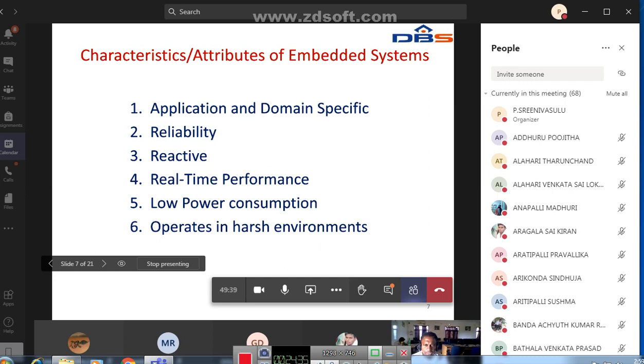Reliability. Okay, so reliability must be one of the characteristics. If you design an embedded system, it must be reliable. Suppose you design a washing machine, and that washing machine works for only one day, it is not reliable. If you purchase it for 15,000 and it works for only 1 day, nobody will purchase it. It is not reliable at all.